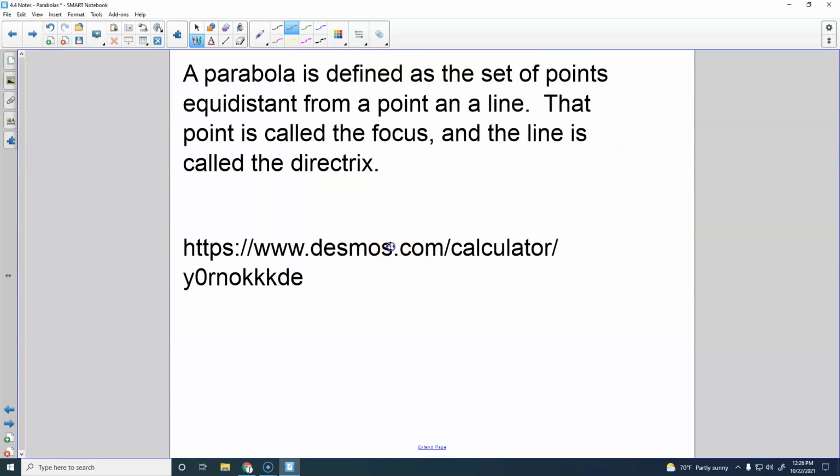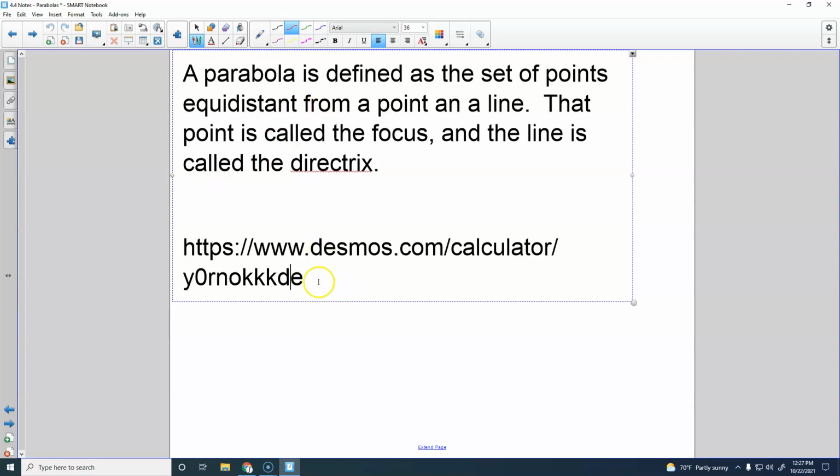All right, so this is the definition of a parabola that I don't believe you've looked at before, especially if you haven't heard that word directrix before. You probably haven't. So a parabola is defined as the set of points equidistant from a point and a line. That point is called the focus, and that line is called the directrix.